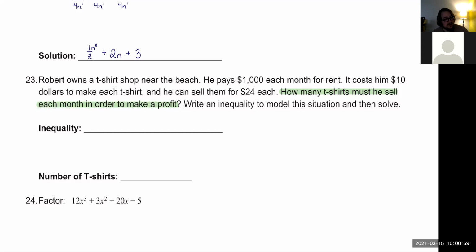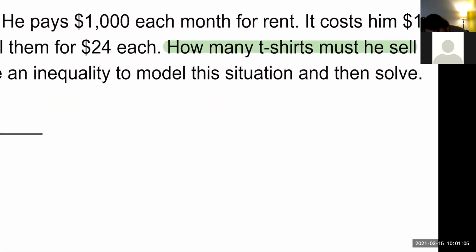So if you were to break this down into two categories for Robert's scenario, he's doing two things. He is spending money and he is earning money.